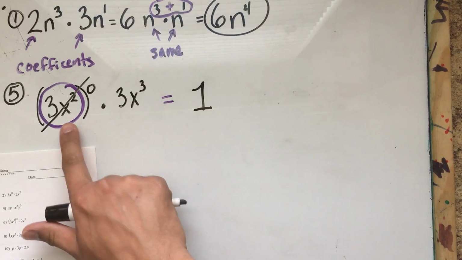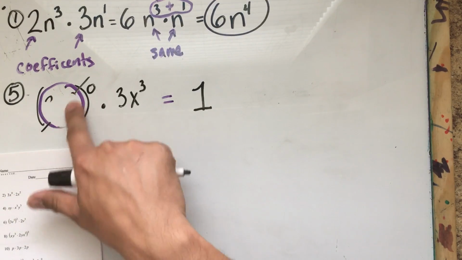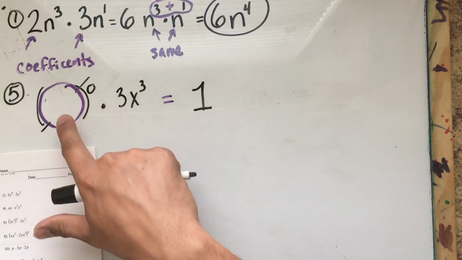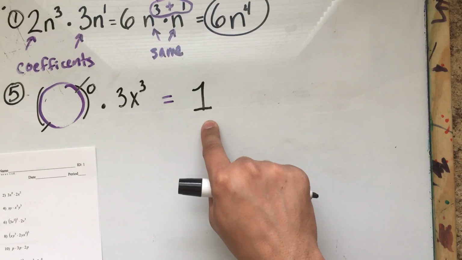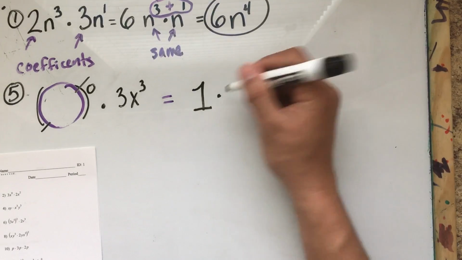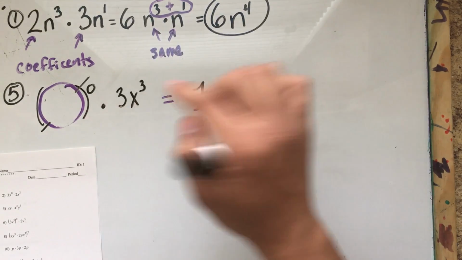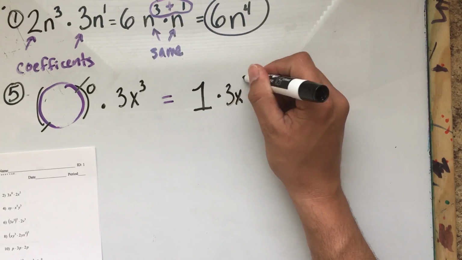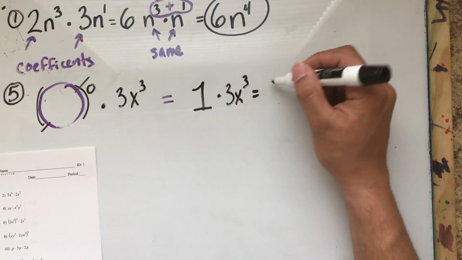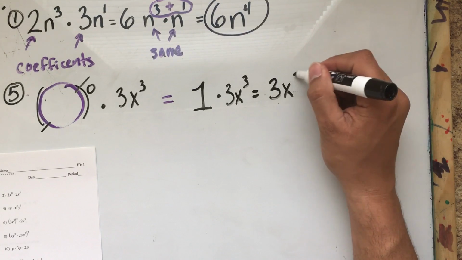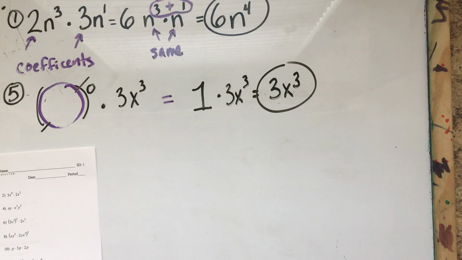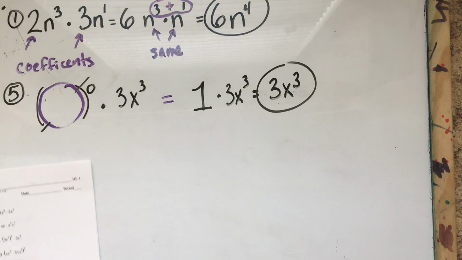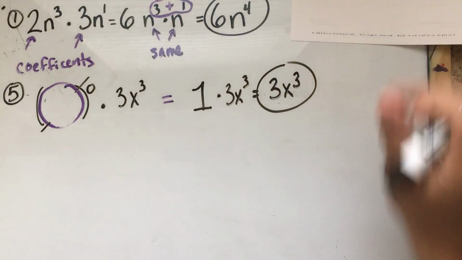Okay? So it doesn't matter what was in here. It literally didn't matter what was in here. Because it was to the 0 power, it automatically becomes a 1. Okay? So it's basically 1 times 3x to the third. Well, 1 times 3x to the third will stay the same, 3x to the third. So there's your answer for number 5. Okay. All right, and let's jump over to number 11.